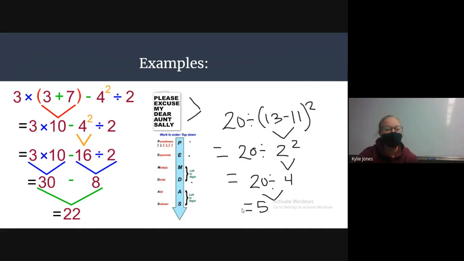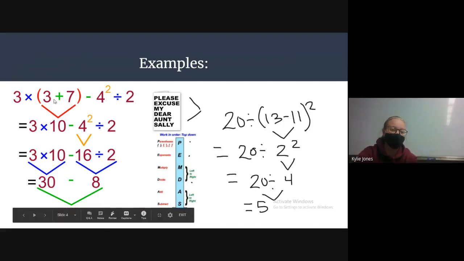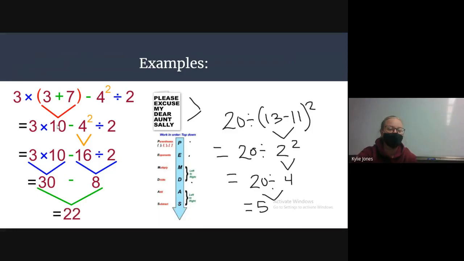So on this one, on the left, start with your parentheses, the 3 plus 7. That becomes 10. Your parentheses are gone. You can start with your exponents then. 4 squared, we talked about 4 to the second power is 16. So you get 3 times 10 minus 16 divided by 2. Then you need to do your multiplication and division. 3 times 10 and 16 divided by 2. So you get 30 minus 8, and you end up with 22. Okay?